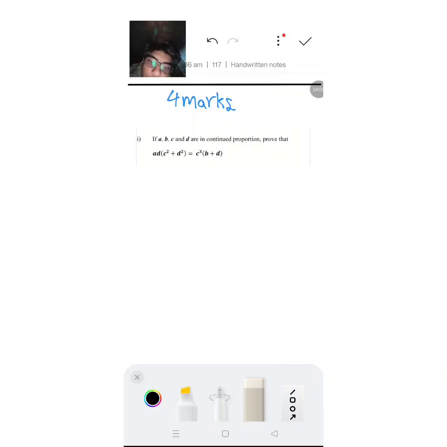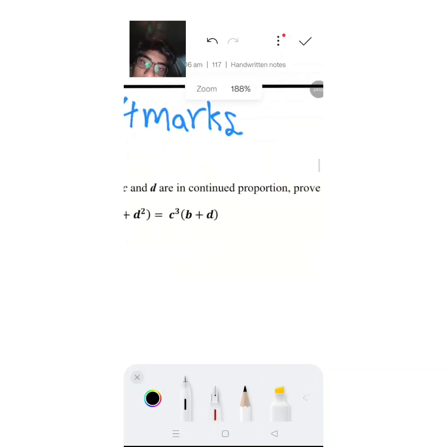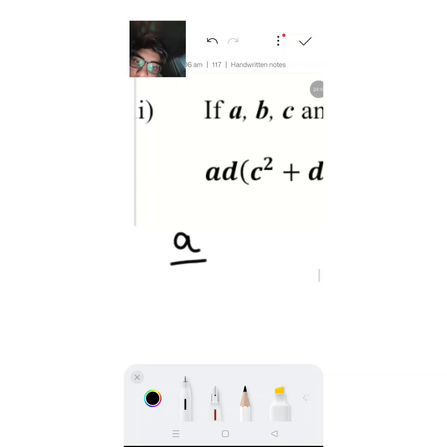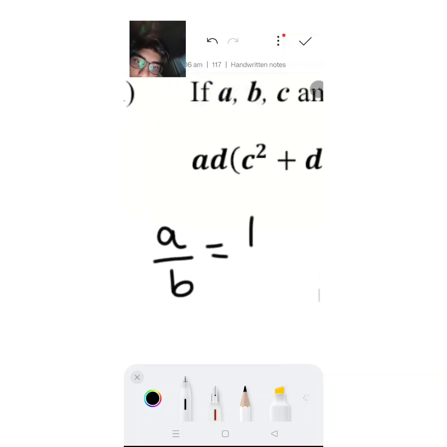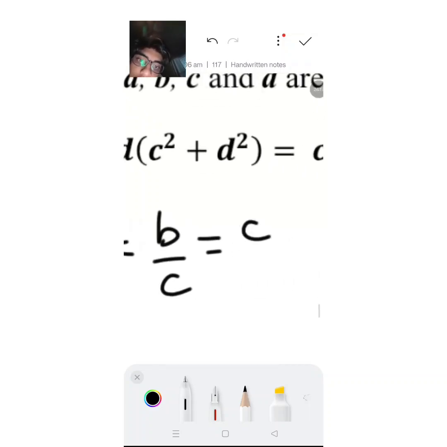This time A, B, C, D are in continued proportion. So the first step is to set up an equation. This is a 4 marker, by the way. It came in either the improvement paper or the specimen paper. I forgot, but yeah. Okay, so A over B equals B over C equals C over D.